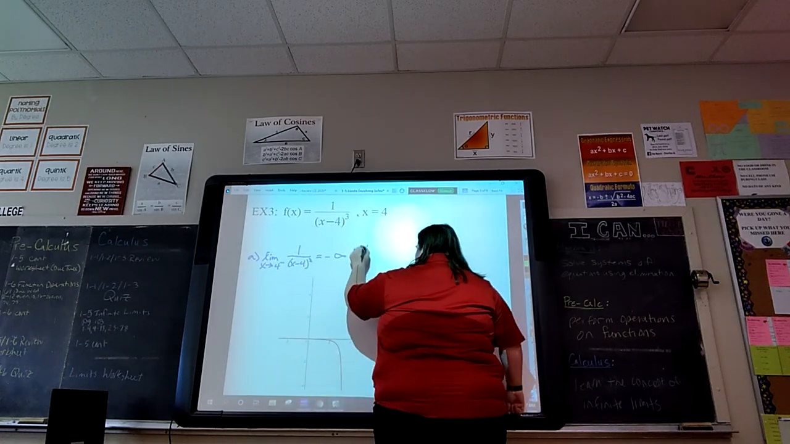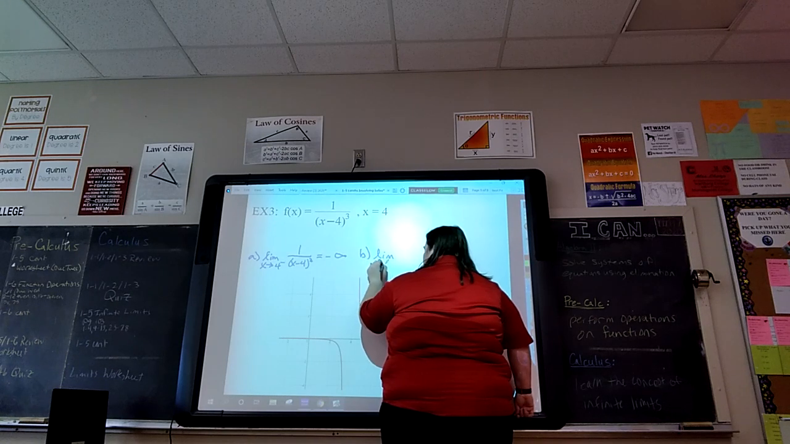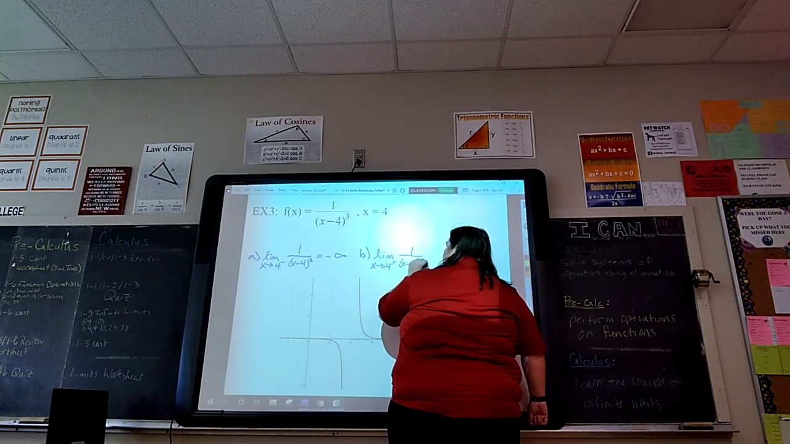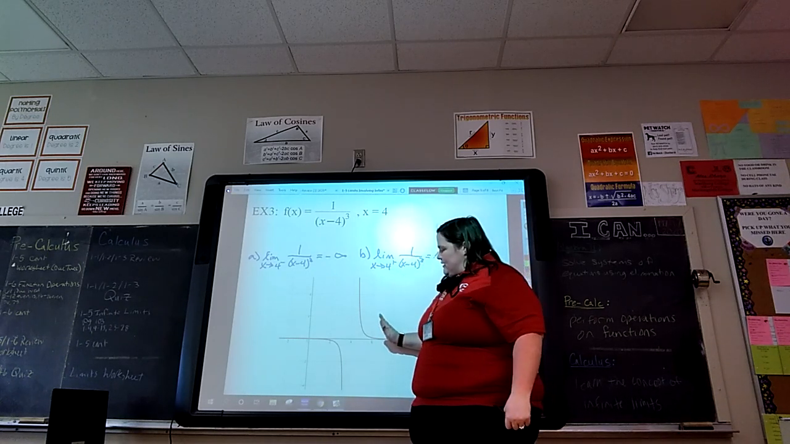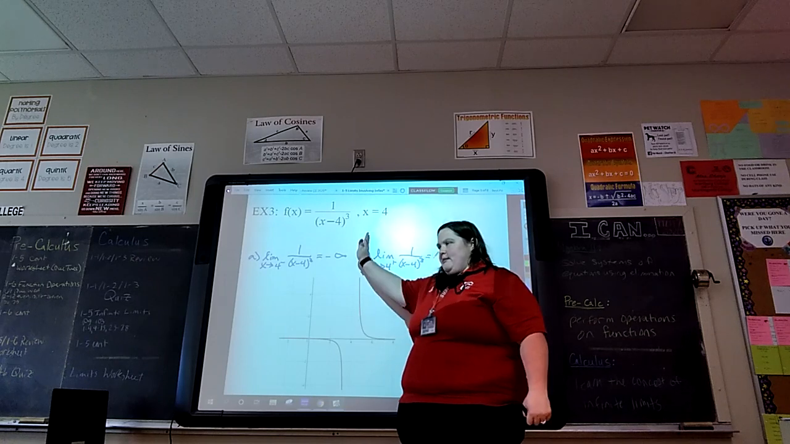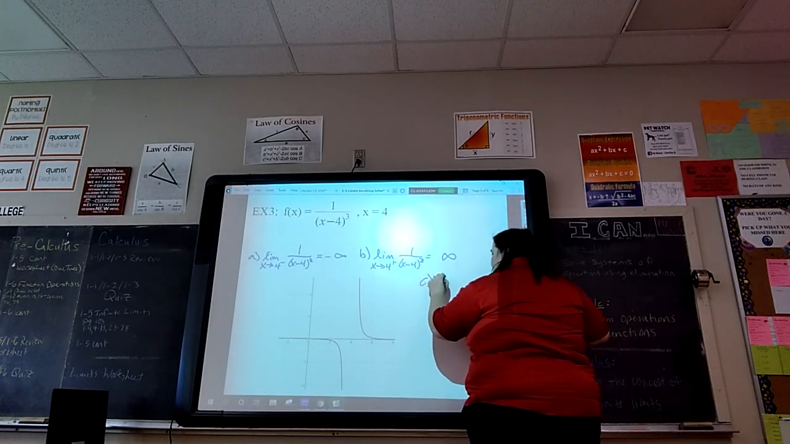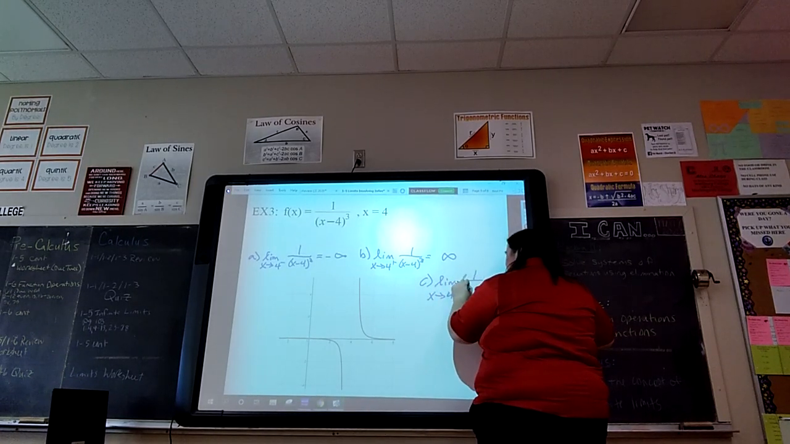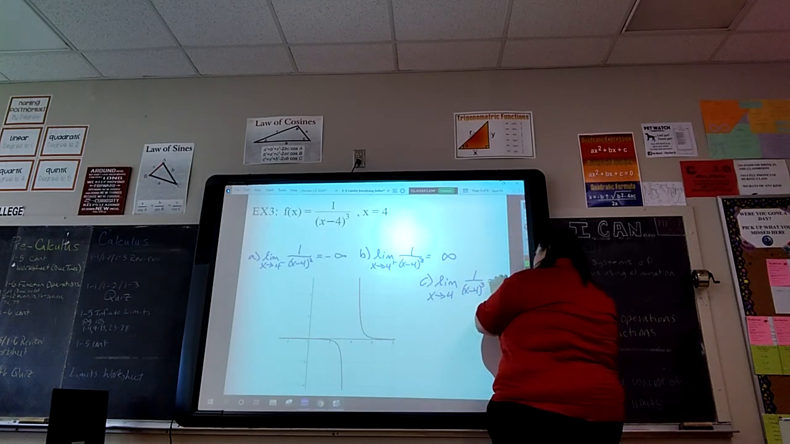Now we're going to do part B. We're going to do the limit for the right-hand side. Now we're coming in from the right-hand side. What does it do as it hits 4? Goes up. So what's my limit for the right? Positive infinity. And so then my overall limit, since those are not the same, does not exist.